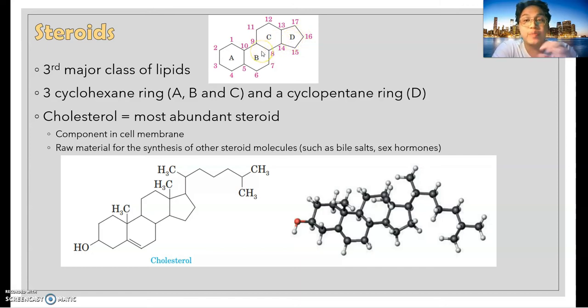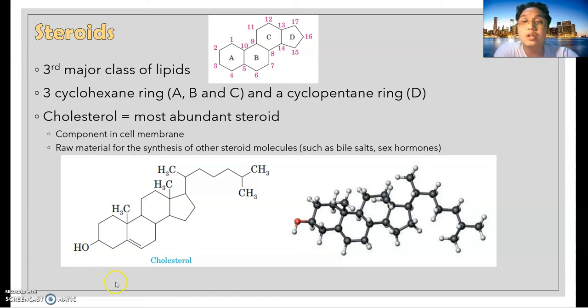One point of discussion I want to highlight is the most abundant steroid in our body, which is your cholesterol. So cholesterol is also important. It's a component of the cell membrane, and it also acts as a messenger. So that's one of the functions of your lipids. Your cholesterol is also a raw material for the synthesis of other steroid molecules such as your bile salts, and your sex hormones such as progesterone, androgen, and estrogen.